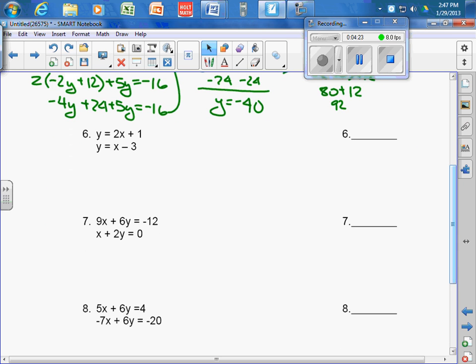In number 6, you still have a variable by itself. Well, it just so happens you have two variables that are by themselves. That doesn't matter.